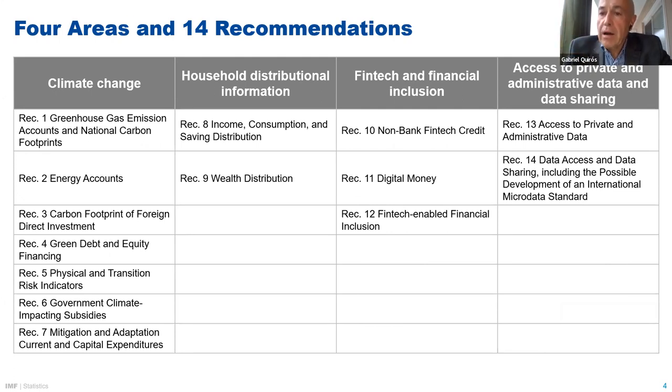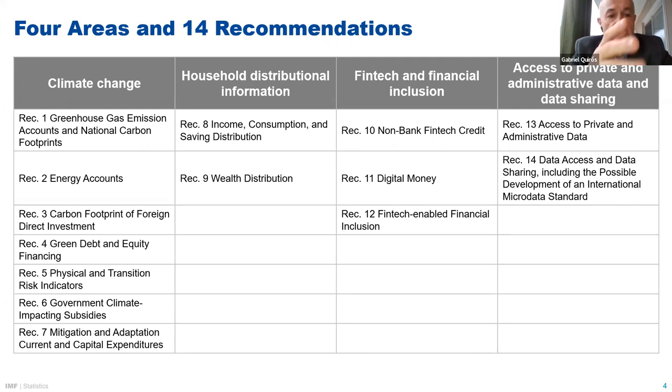And the fourth area is not necessarily a policy need as such, but if the statisticians are going to address the policy needs, the statistical producers need to have access to private data, to administrative data, and to have a better institutional framework and sometimes even legal framework in order to share data. So these are the three domains that are covered in the new DEI beyond the climate change.